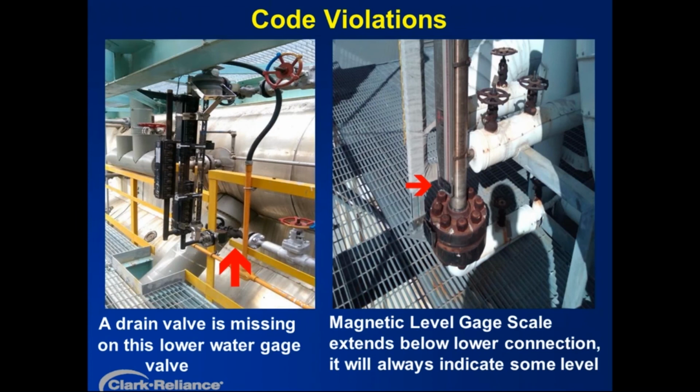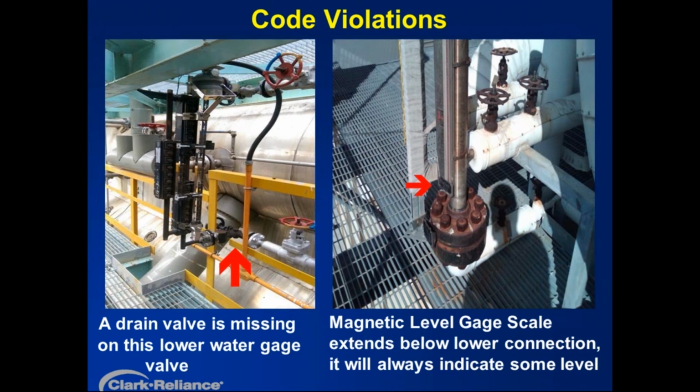Here are a couple illustrations of code violations I'd like to share. The one on the left, the red arrow is pointing to where a drain valve is supposed to be on that lower water gauge valve. And what this user did was they welded it shut. So when they close that upper and lower valve, the handles are pointing back away from the valves. There is no way to relieve the water or trapped pressure that's in that gauge glass. So that was a serious error.